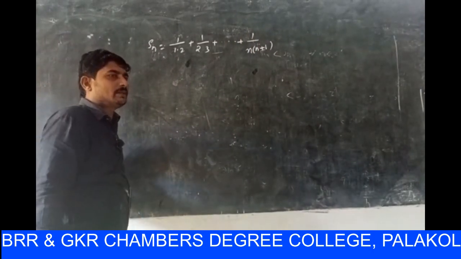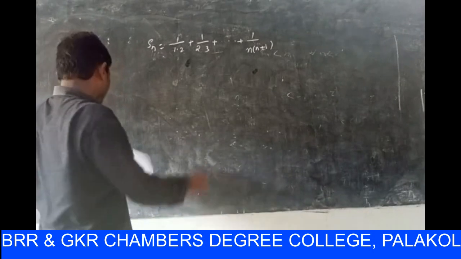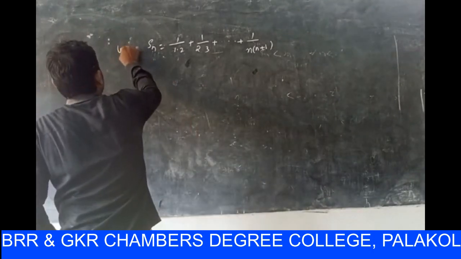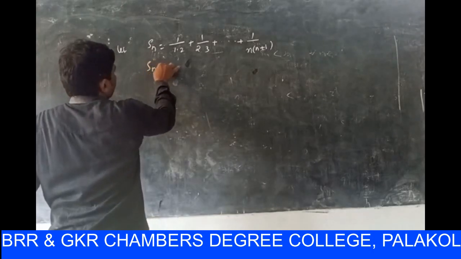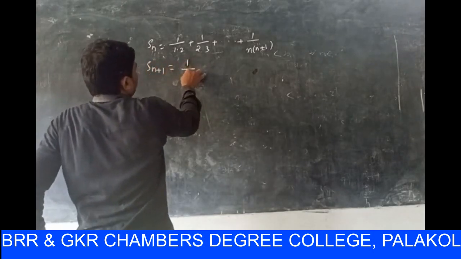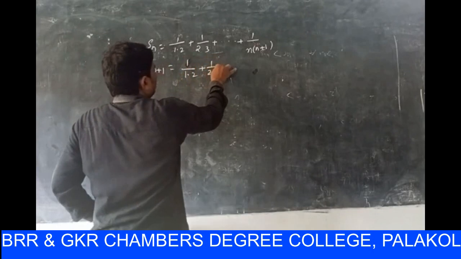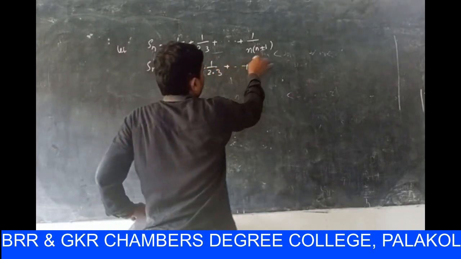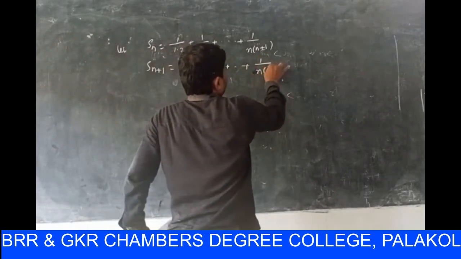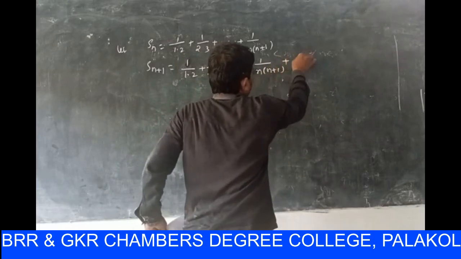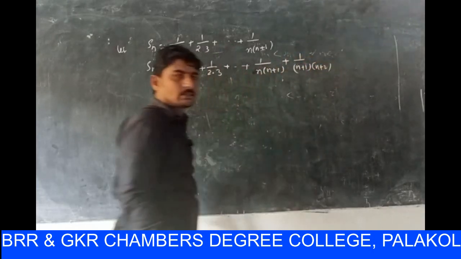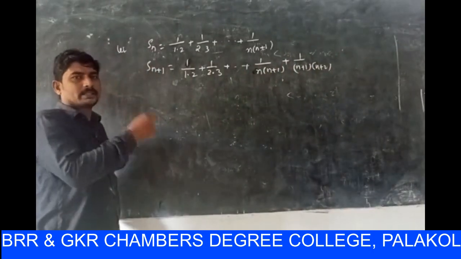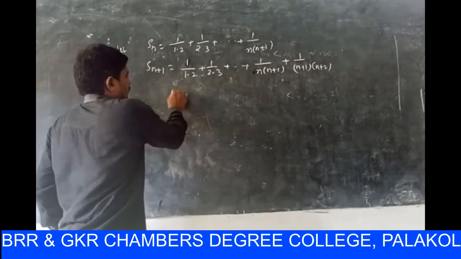Again, test whether the sequence is convergent or not. This is the Sn value, and calculate Sn plus 1, that is equal to 1 by 1 into 2 plus 1 by 2 into 3 plus and so on plus 1 by n into n plus 1 plus 1 by n plus 1 into n plus 2. What did I do here? I am replacing n by n plus 1.